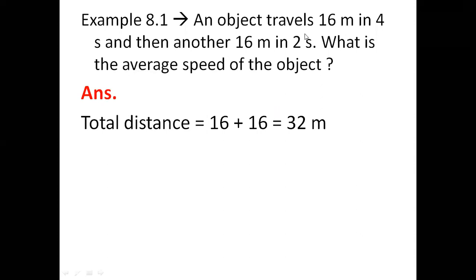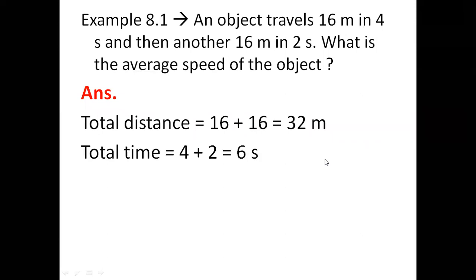Give me response in chat box. Have you understood total distance is 32 in this question? 16 plus 16. ठीक है? And give me your response. What will be the time? Total time कितना होगा? 4 plus 2 कितना होगा? 6 seconds. Okay, good. So that means time is 6 seconds. So let me write it down.